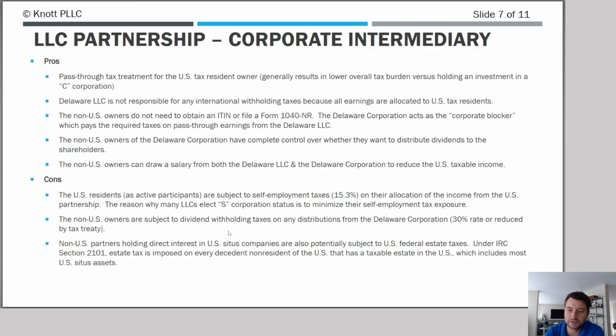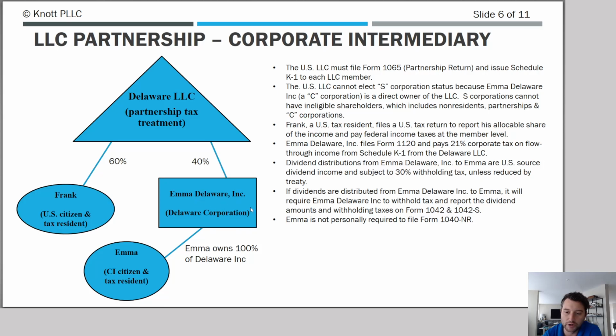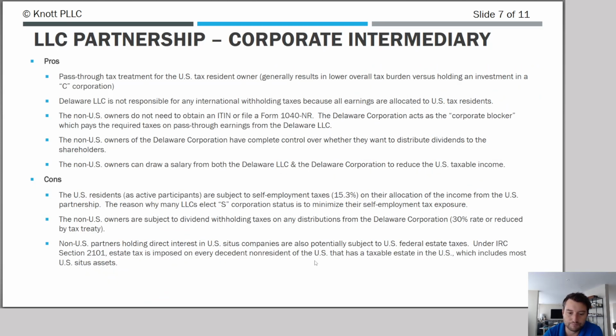So the dividend withholding taxes, if they were paid out from Emma's Delaware entity to her, again, the same 30% withholding tax would apply unless she was a resident of a country that had a treaty and could maybe get a reduced treaty rate. Now, for the non-U.S. partners, the estate tax issue still remains here, right? So the non-U.S. partners holding a direct interest in the U.S. situs company are still subject to the estate tax.